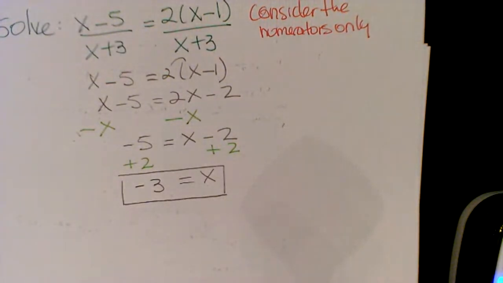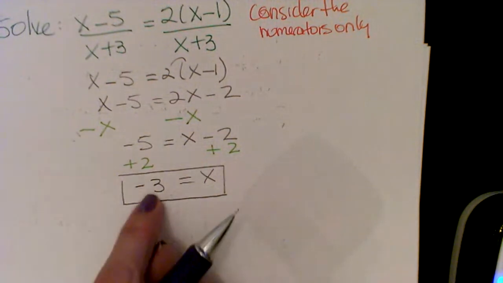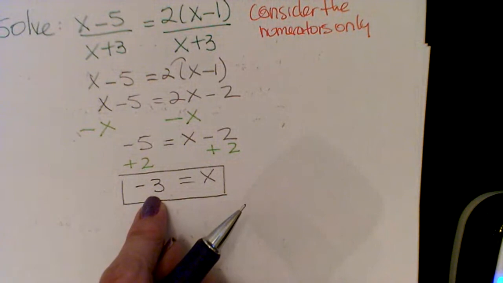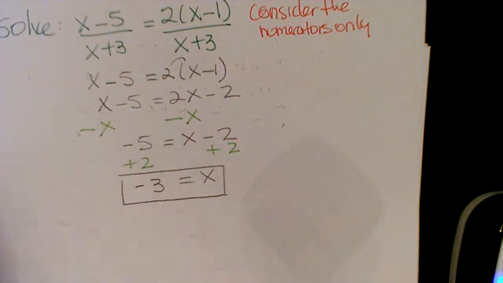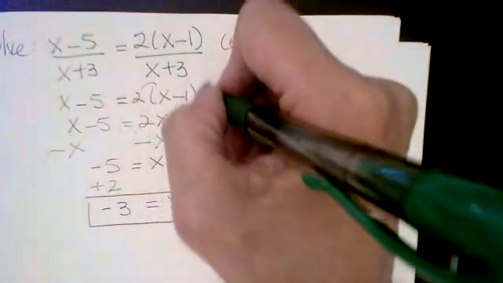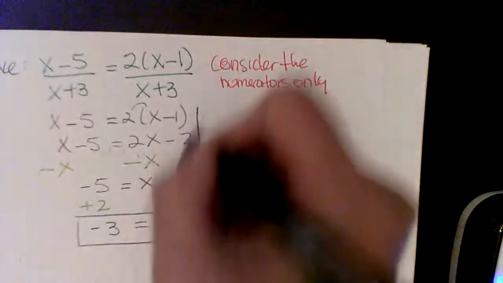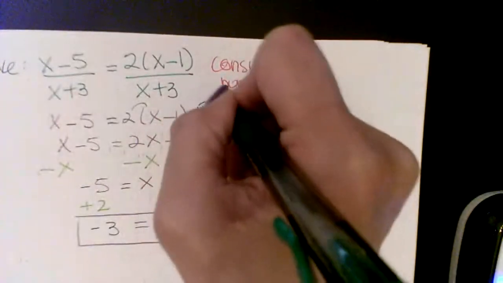Now, this is what happened. If x is equal to negative 3, that makes the denominator equal to 0. So we cannot use it. All right? So therefore, there's no solution. Let me write that down. What happened with this answer?